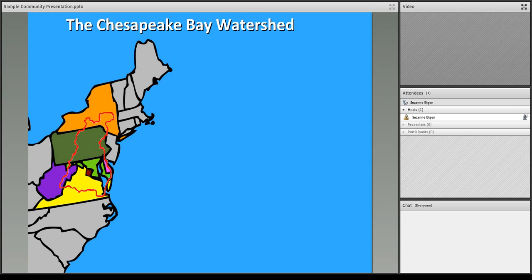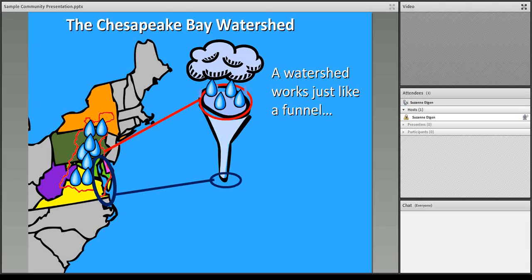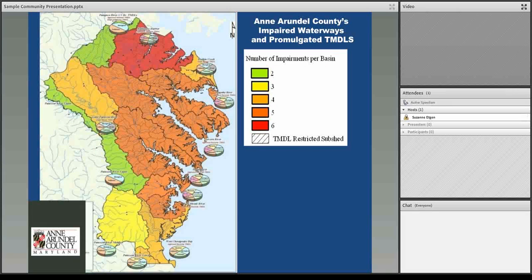So the Chesapeake Bay watershed is outlined in red, and it encompasses parts of 6 states and the District of Columbia. And what happens is that the watershed, the area of land surrounding the body of water, works just like a funnel. So when the rain falls anywhere on the land, it eventually drains into that body of water. So all the rivers and streams and the runoff from all land areas eventually flow to one point. And it's this flow that really is degrading our waterways. And if you think people are interested, you can talk through the impairments and some of the information about the local area.